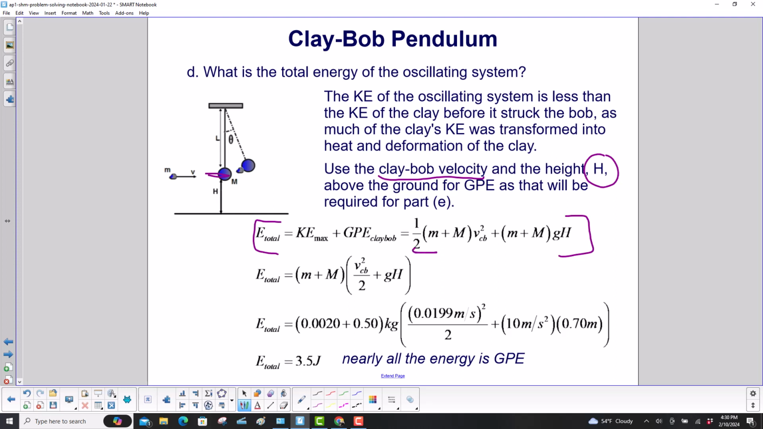So we have one half (m plus M) v squared, where this is the velocity of the clay and the bob, plus the mass again, times g H. We factor out the m plus M to make the math a little easier, substitute in our numbers, and we find we have a total energy of 3.5 joules. Nearly all of the energy is in the GPE above the ground.